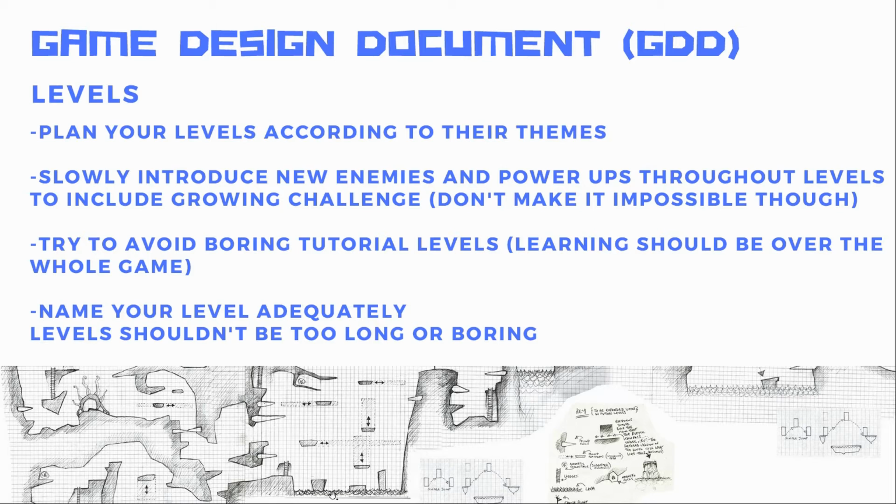And we can see how the player will be walking throughout the scene and what are the different things that can harm him or make him lose the game. So anyway, we have to plan the levels according to their theme. So for example, if we had a level that is in the desert, we shouldn't add water, of course. Slowly introduce new enemies and power-ups throughout levels to include growing challenge.